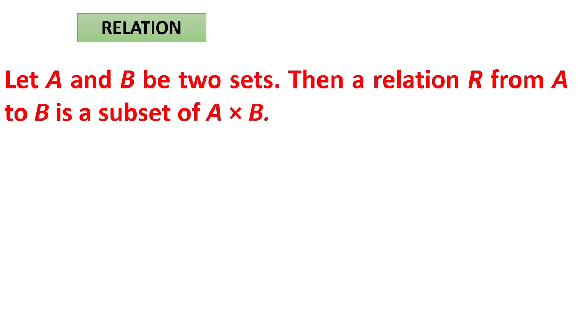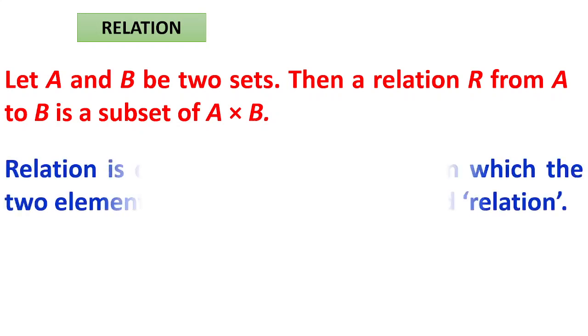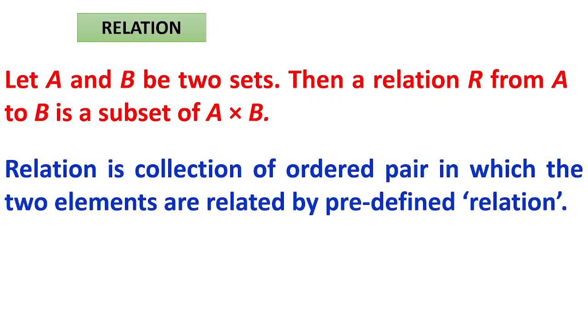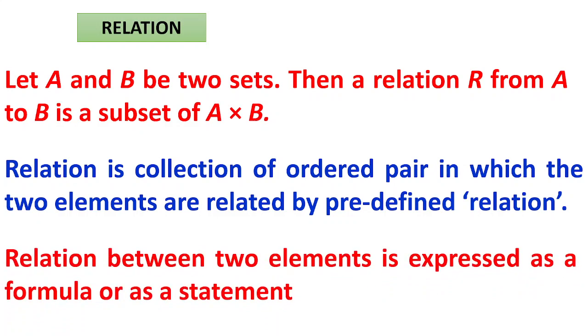Let us see what a relation is, which you have already seen in class 11. Let A and B be two sets. Then a relation R from A to B is a subset of A cross B, where A cross B is the cross product. A relation is a collection of ordered pairs in which the two elements are related by a predefined relation. The relation between two elements is expressed as a formula or as a statement.